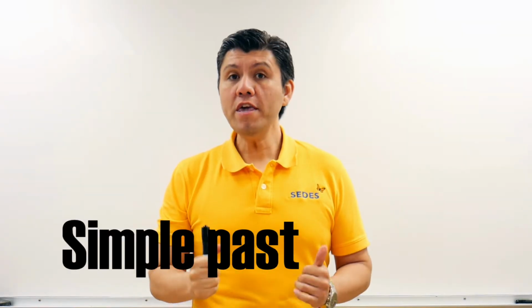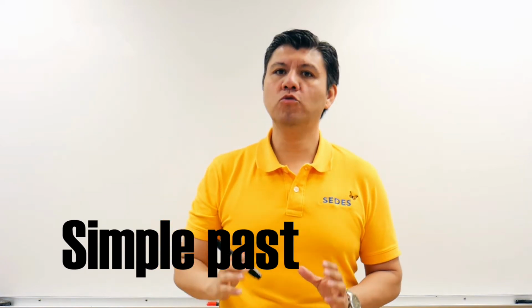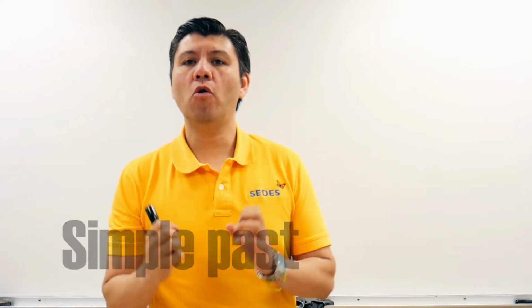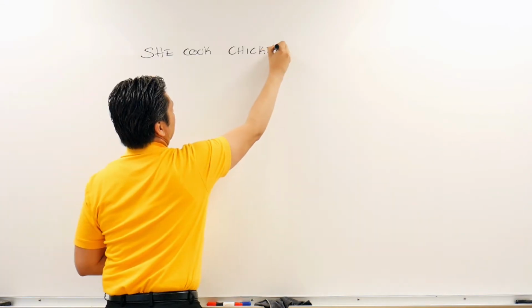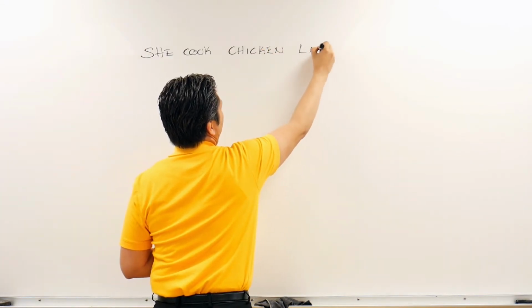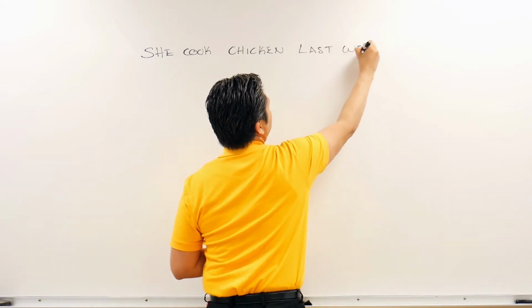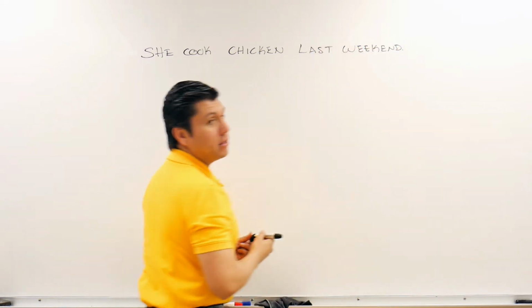Okay, so we use simple past to express actions that occurred in the past. So let's see a couple of examples. Let's say that my sister cooked last weekend. So I can say she cooked chicken last weekend. So pay attention here.